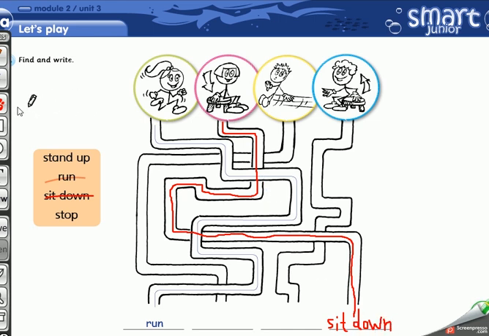Now, let's see picture number three. Let's use a different color. Okay, here we have stop. Now let's follow the line and see where can we write the word stop. Okay, so here we will write the word stop. Let's search for stop. It's not stop, no, no, and yes, stop. Now let's spell it. S-T-O-P, stop.